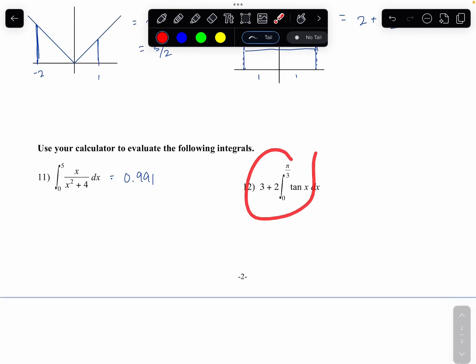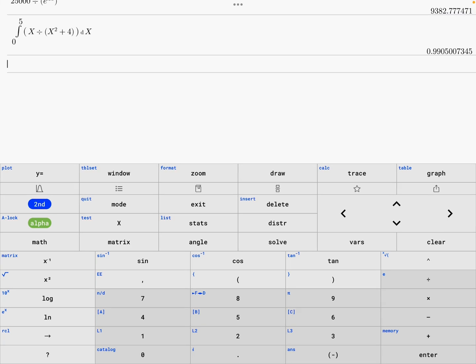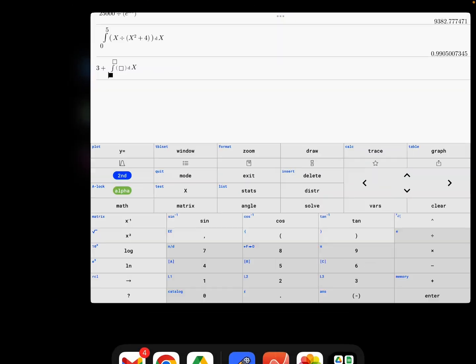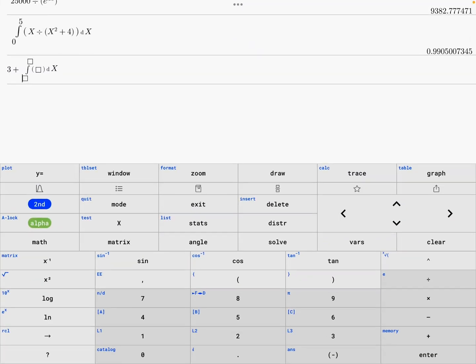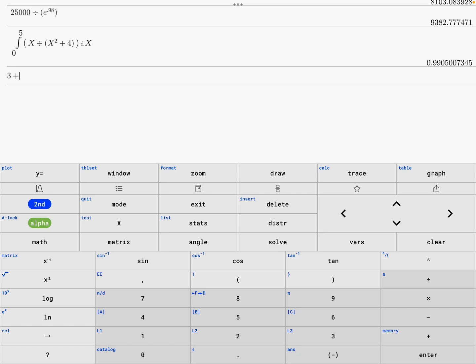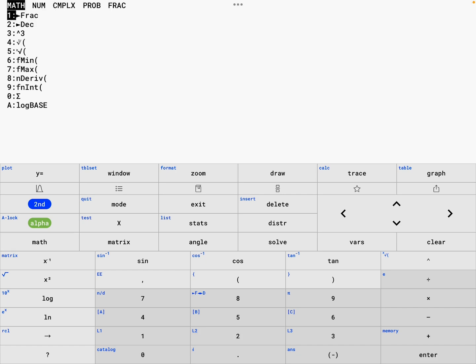Okay, and then for this one right here, in this case, we're going to build this out a little bit. So 3 plus, then we'll go into math and do our integral. Oh wait, I need to put a 2 right here before that. Will it let me? I don't know. I messed up. 3 plus 2, math, number 9.